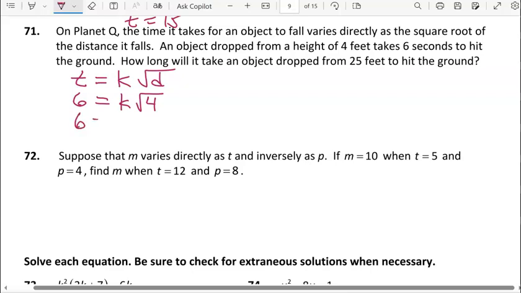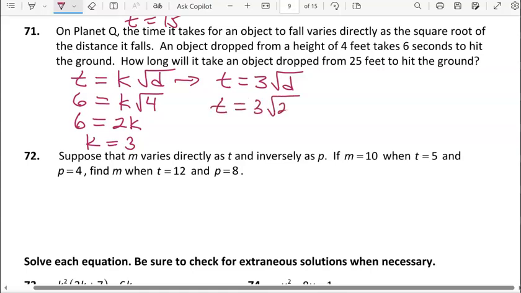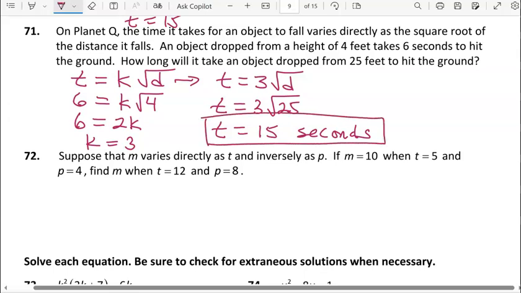And so now I can solve that equation for k. So square root of 4 is 2, so 2 times k is 6, and k must be 3. That means that the equation of variation for this relationship is t is equal to 3 times the square root of d. Now that we have that equation, we can find how long it will take for an object that's dropped from 25 feet, so replace distance with 25, to hit the ground. So t is equal to 3 times the square root of 25, or 3 times 5 is 15, and that would be measured in seconds, since times are measured in seconds in this exercise.